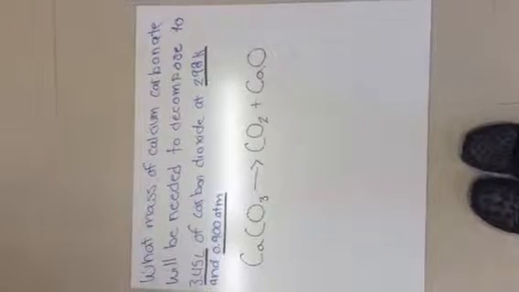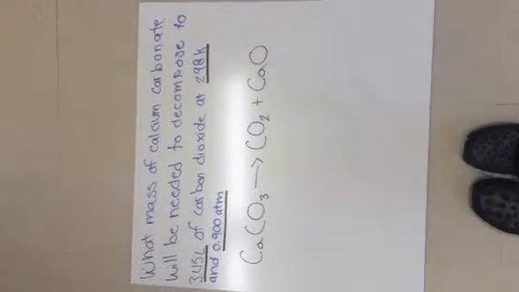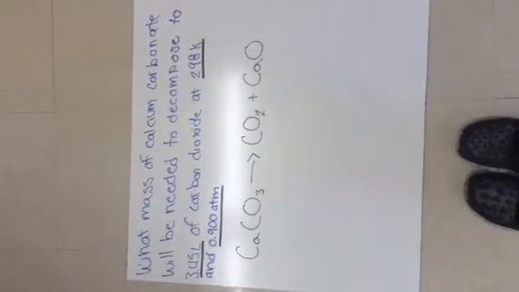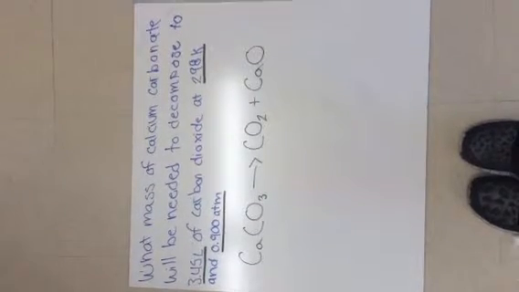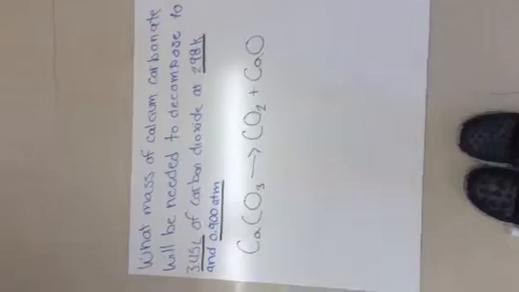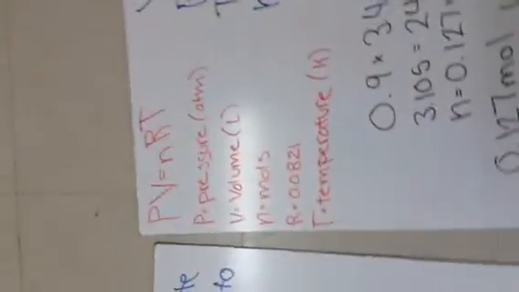The problem that we are given is: what mass of calcium carbonate will be needed to decompose to 3.45 liters of carbon dioxide at 298 Kelvin and 0.9 atm? To do this, we use the equation PV equals nRT.